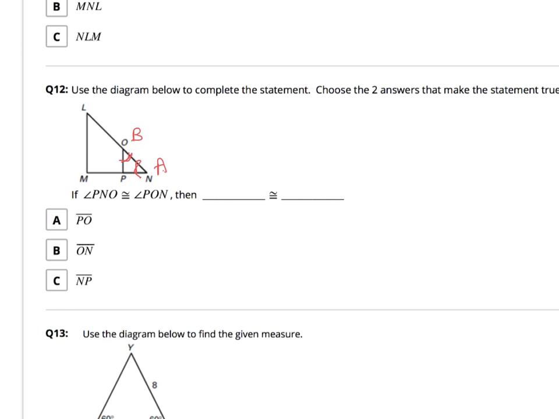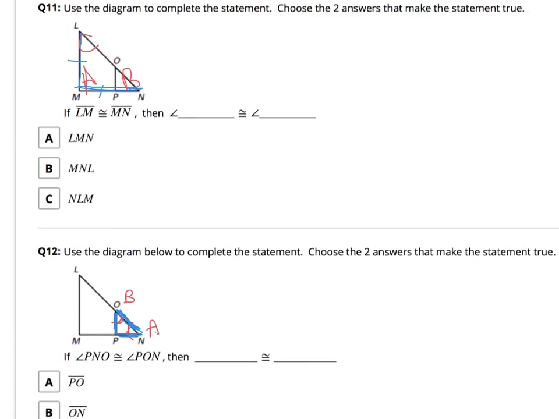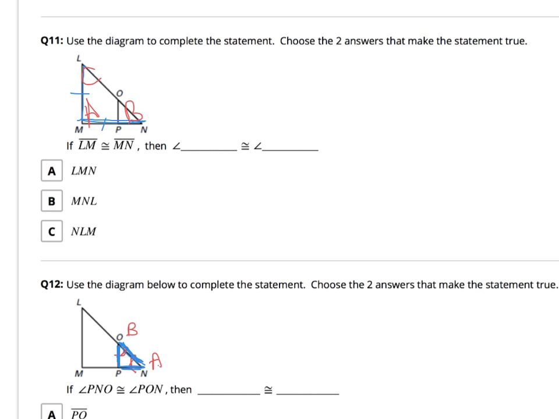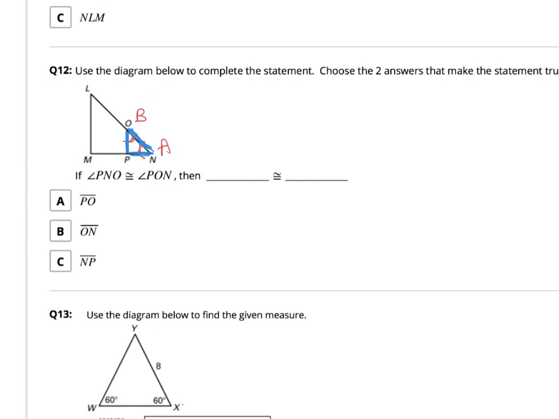Okay, I'm going to label those in blue. So PO is just this little guy right here. Okay, is it ON? Remember, you got to pick 2 of them that are going to be equal to each other. Or is it NP? So this little triangle, which 2 are congruent? Now, if you use what you learned in the last one of what 2 segments were congruent, it was LM and MN, that might be of help for you down here. But you got to pick 2 to fill in the blank.